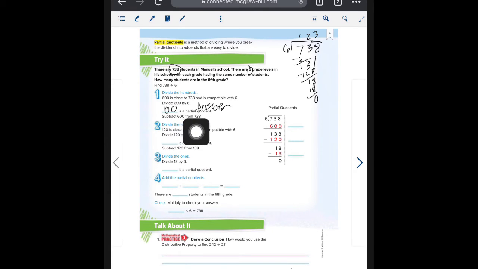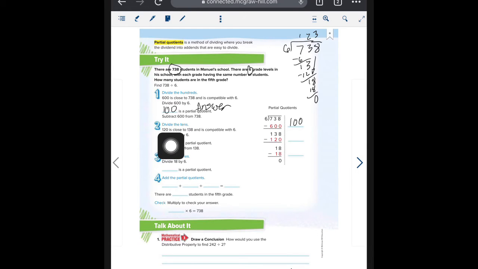So they subtract 600 from 738. So right here you have it. See what they did? 600 is subtracted, and then over here we have 138 left over. 100 is the partial quotient, because 600 divided by 6 is 100. I know it's really tricky, just follow with me. I have to teach you this, so just pay attention.